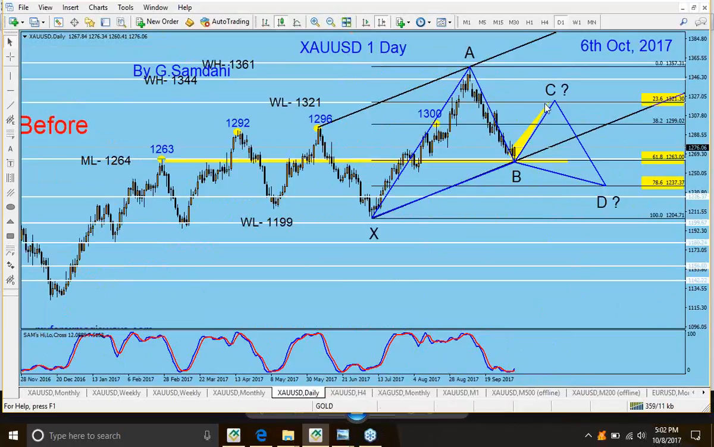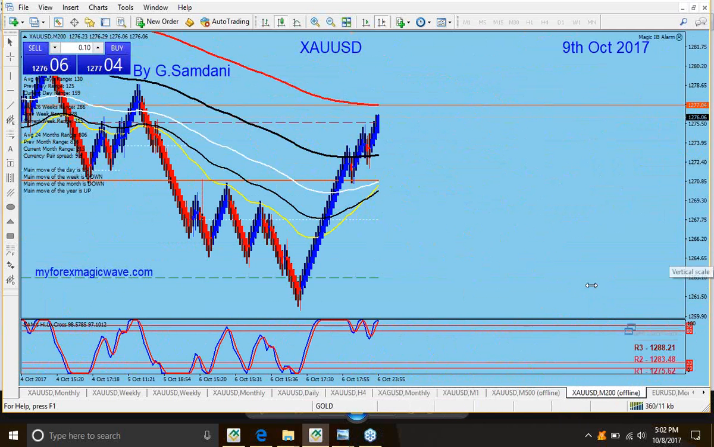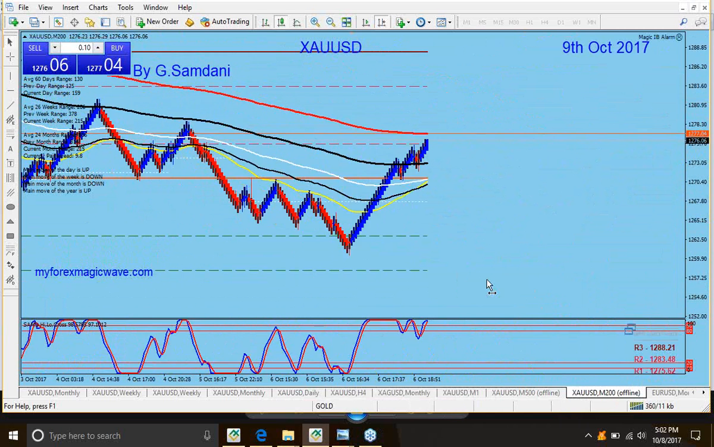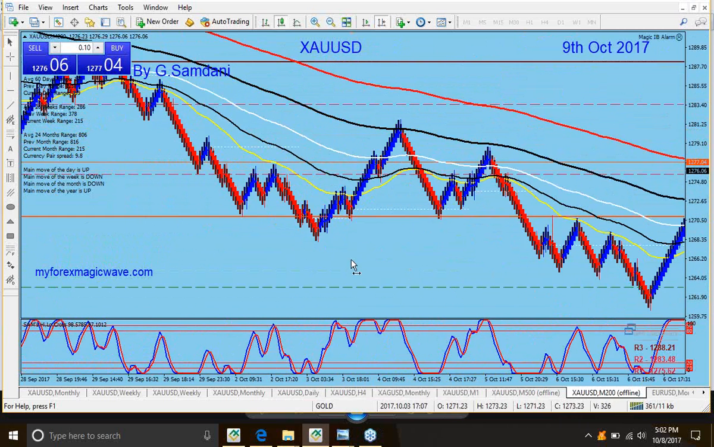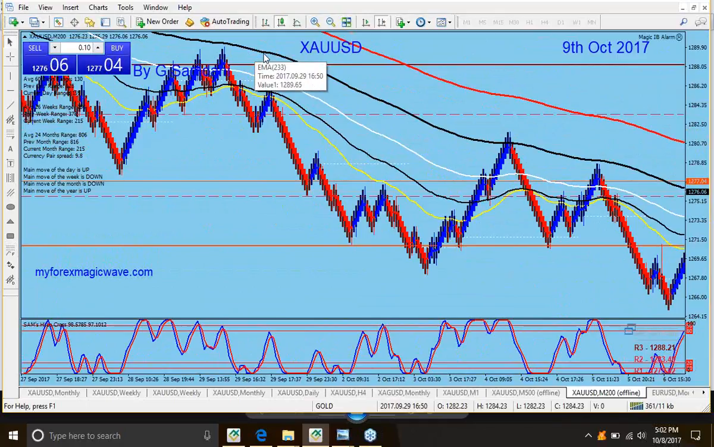So if X, A, B, then we need to go up for wave C, 23.6% line. So if you're interested in trading gold, then this is a 200-minute chart. This is like a 20-minute. That was a 40-minute. Don't forget this black line. Remember, I told you in the last webinar that this is very, very important.